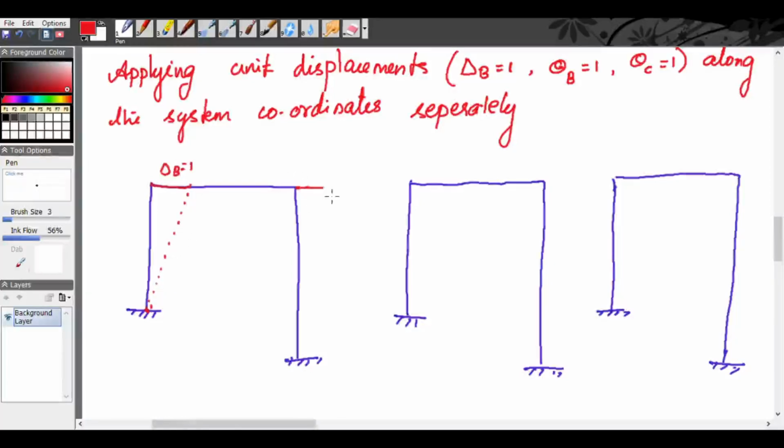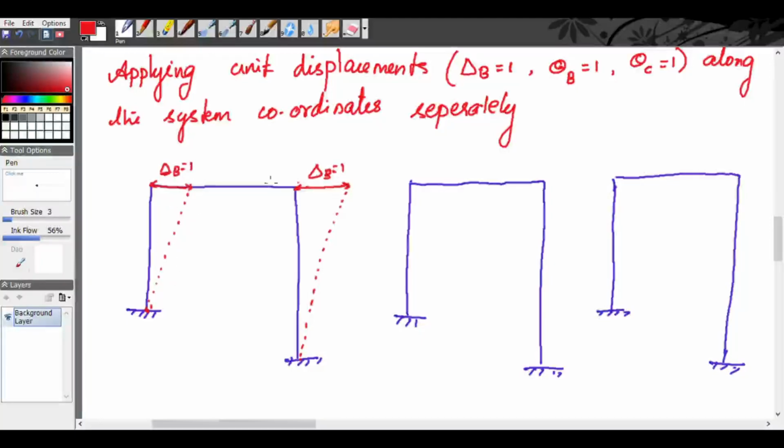Similarly, this beam will be displaced. So you will have delta B is equal to 1. This delta B is equal to 1. Here also delta B is equal to 1. Now, because of this delta B, what is the rotation? So here you will be applying theta B is equal to 1 and here theta C is equal to 1, right?